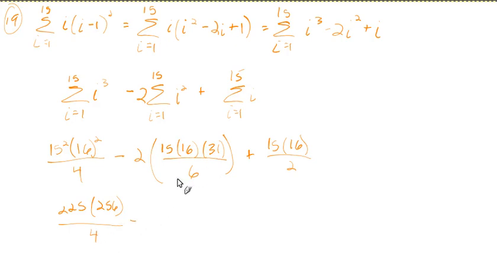Of course, I'm doing this painfully slowly because you could just put this in your calculator. It would all work itself out. This could cancel with the 15, this would be 5, so we'll have 5 times 16 times 31 is 2,480, plus, let's see, this would cancel, that's 8, 15 times 8, 120, okay, this 4, I'm sure we'll go into 256, 64. So you've got 225 times 64 minus 2,480 plus 120. It's 12,040.